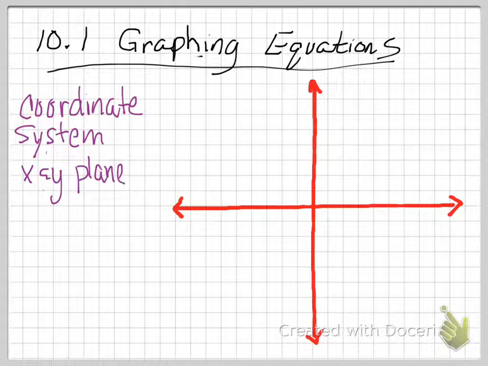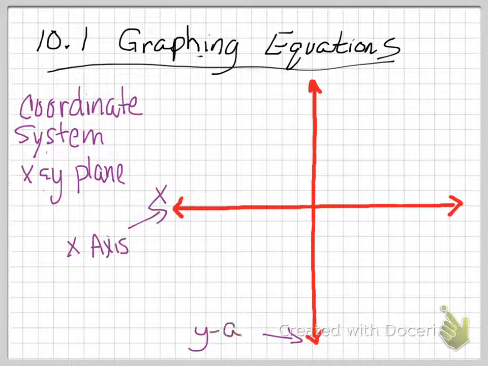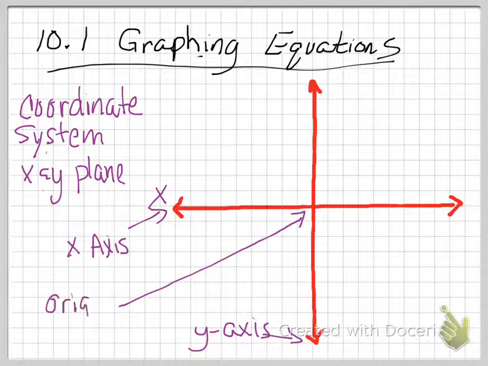Okay, this right here is called an X axis. So all the X values are along here. Then this right here is called the Y axis. And then in the center is called the origin. So in the center, that is the point 0, 0.